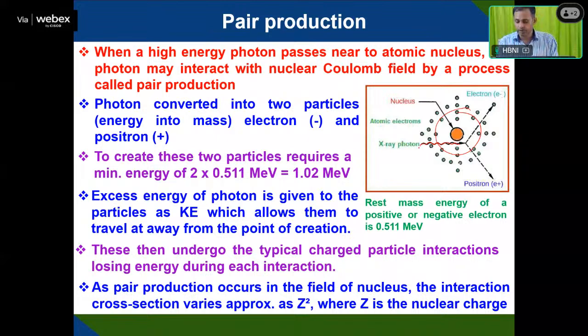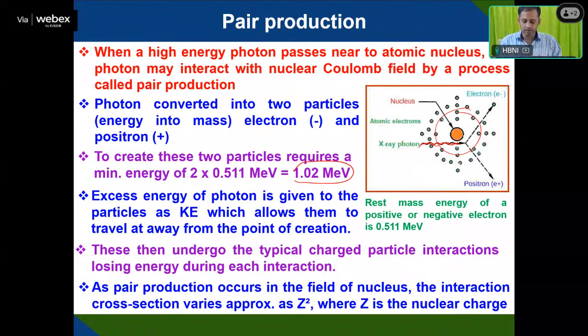So the X-ray photon will interact with this, and that gamma or X-ray photon will split into an electron and a positron. To create these two particles, your minimum energy requirement should be 1.02 MeV. The excess photon energy is given to the particles as kinetic energy.